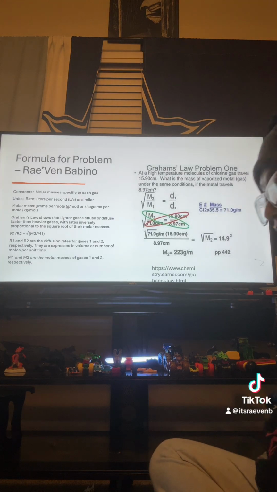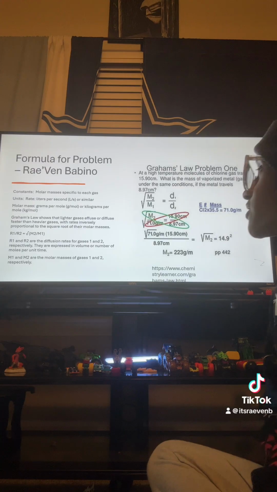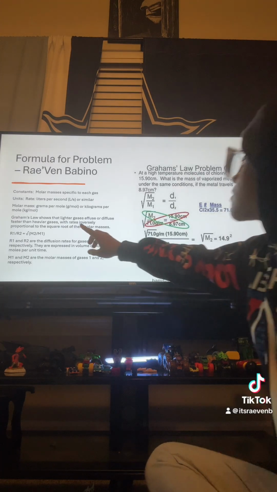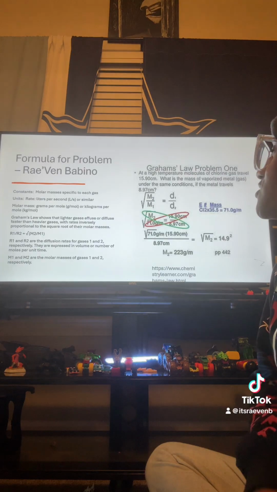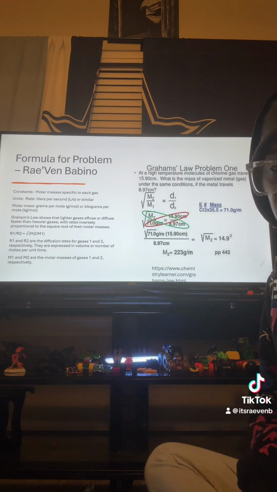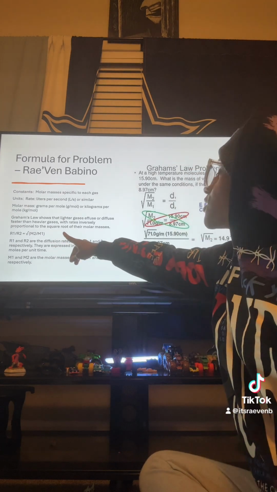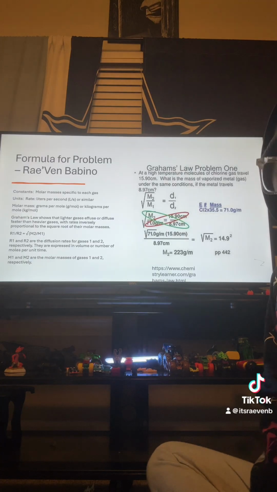Here we have the formula of the problem. The constant equals the molar mass specific to each gas. Units equal rate in liters per second. Molar mass is in grams per mole, or kilograms per mole. Graham's law shows the lighter gases effuse and diffuse faster than heavier gases, with rates inversely proportional to the square root of their molar masses. And here you have R1 over R2 equals the square root of M2 over M1.